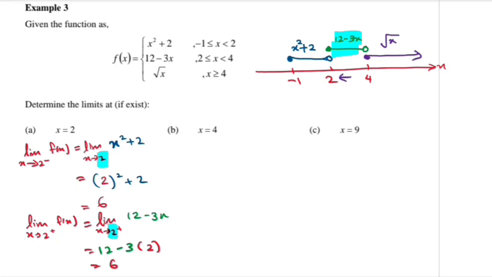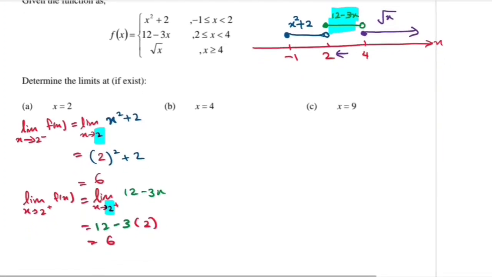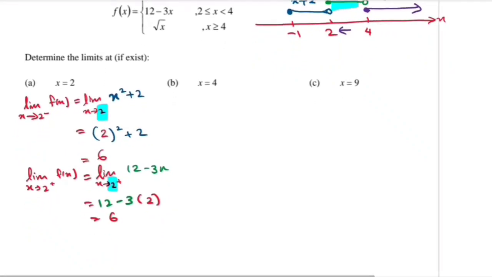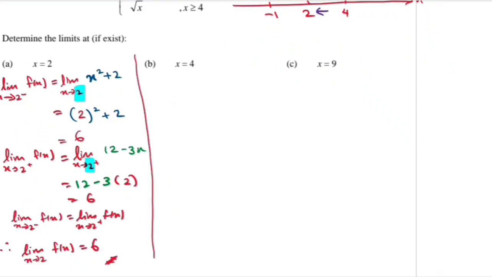Does the limit exist? Yes, the limit does exist, and you write your conclusion. That should be your conclusion, where the left and right sides are equal. So we can conclude that the limit as x approaches 2 is equal to 6, because both of the limit values are equal to 6.